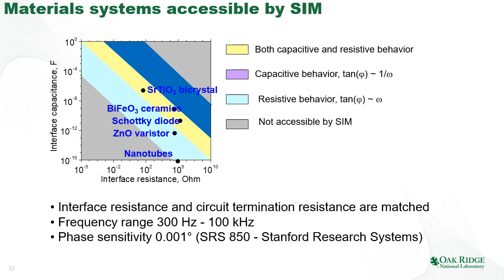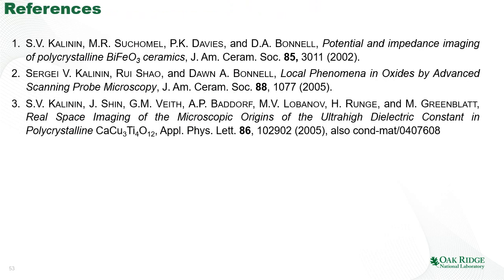The range of material systems we can study by SIM is pretty broad, and it is basically limited by the frequency range of our system, anywhere between hertz and hundreds of kilohertz, and by the phase sensitivity of the lock-in amplifier. Of course, an interesting opportunity going forward is the combination of SIM with new detection schemes, including band excitation and G-mode methods. Again, you can read more about the applications of SIM to polycrystalline materials in the following publications: bismuth ferrite, the general review of oxides by SPM, and the application to calcium copper titanate.